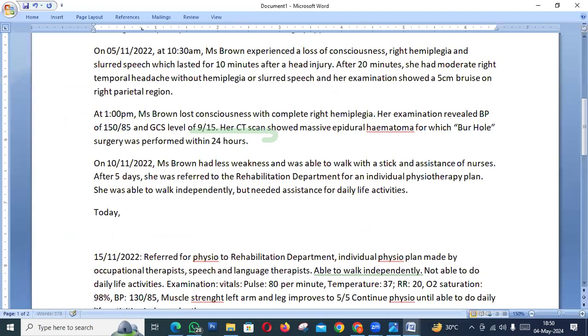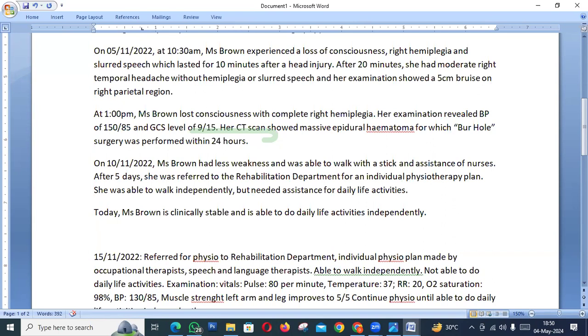Today, Miss Brown is clinically stable and is able to do daily life activities independently. Okay.